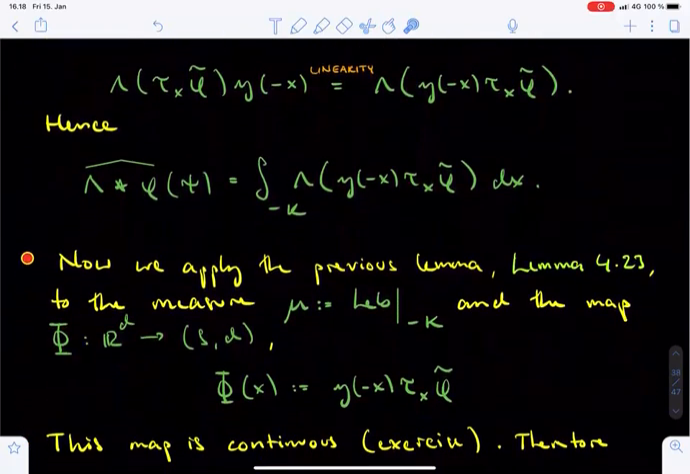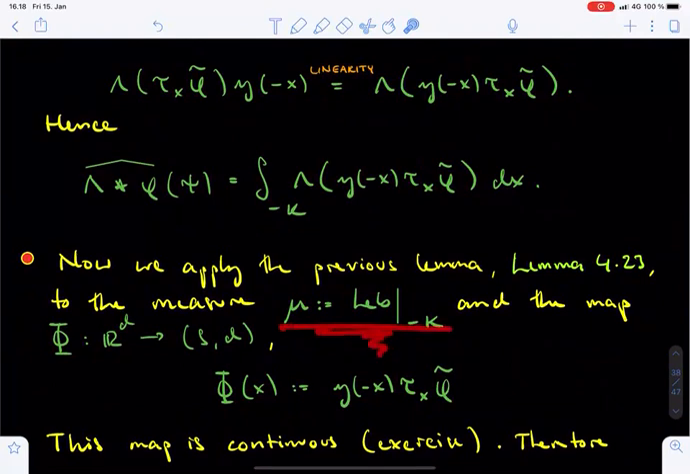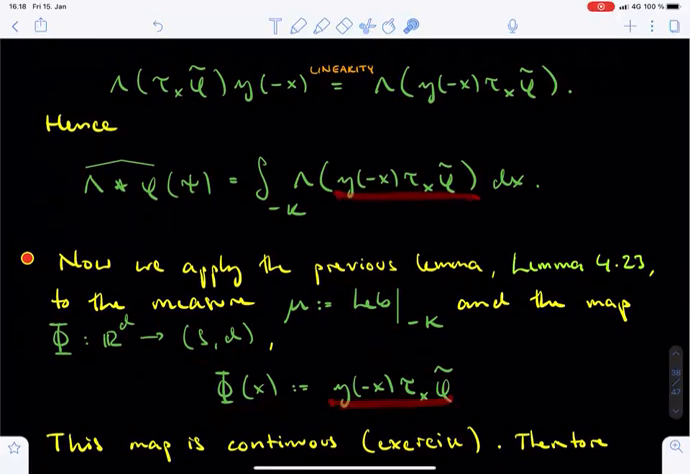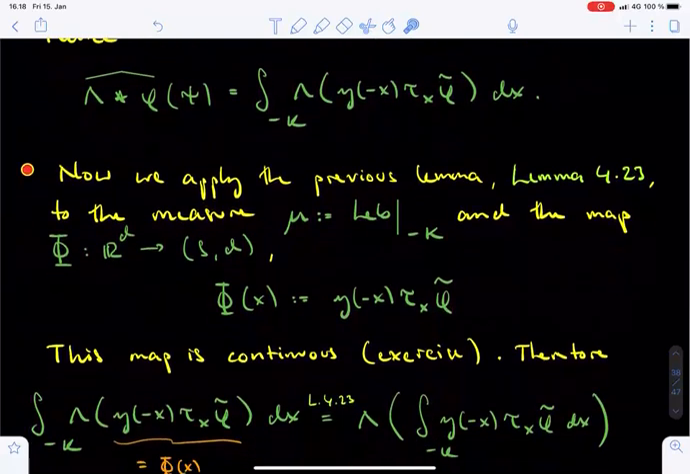Now the expression is exactly of the form where Lemma 4.23 applies. Let mu be the compactly supported measure obtained by restricting Lebesgue measure to the set minus K. And let capital Phi be the Schwartz function valued map on R^d, which sends a vector x in R^d to the Schwartz function eta of minus x times tau x of tilde phi. We leave it as an exercise to check that the map capital Phi defined above is indeed a continuous map between R^d and the space S(R^d).